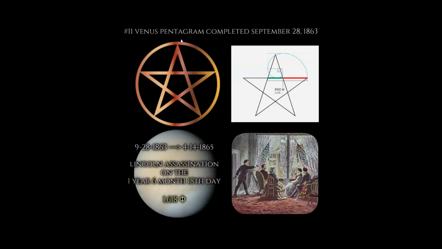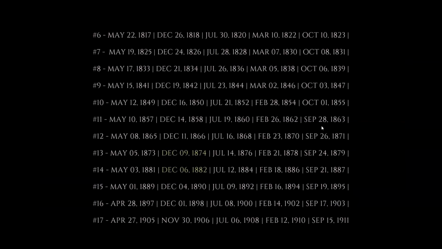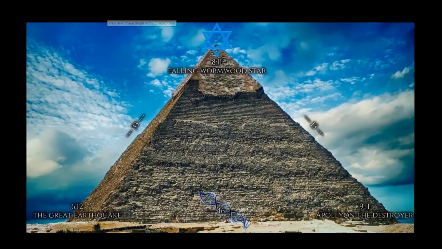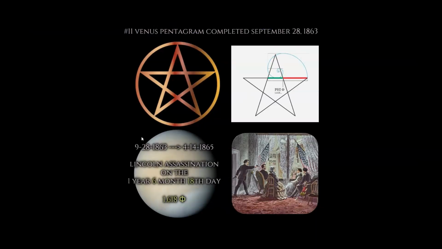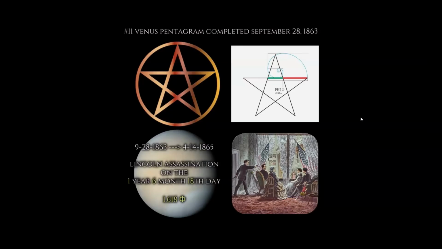And if we look at the completion of the 11th pentagram, which was September 28th, 1863, from the completion of the 11th pentagram to his assassination on 4/14/1865, it was a total span of 1 year, 6 months, and 18 days, which is our golden ratio, 1.618. 9/28/1863 to 4/14/1865, total span of 1 year, 6 months, 18 days for our golden ratio and Venus ritual to the assassination of Abraham Lincoln.